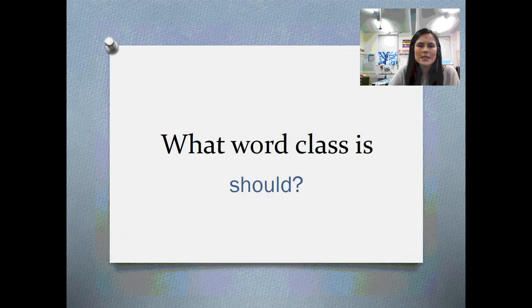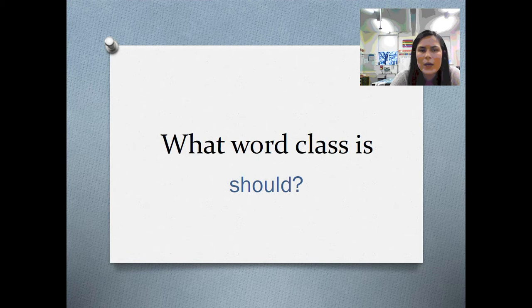Now, today we're going to think about what word class should is. We've looked at it a bit before, especially those of you in kites. Okay, what word class is it? A noun? No, it is not a name, place, or thing. It's not a preposition, it doesn't tell us where anything is. So, it is a modal verb. So this word may seem familiar to you, modal verbs.